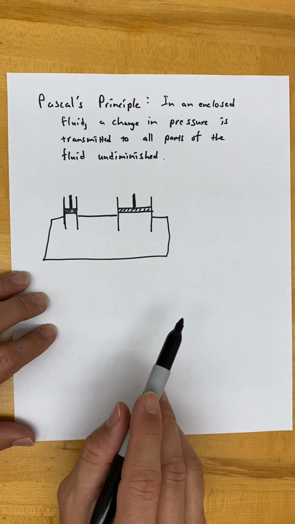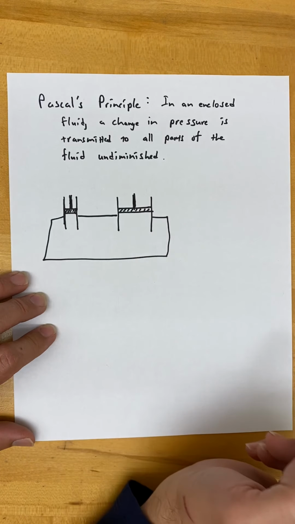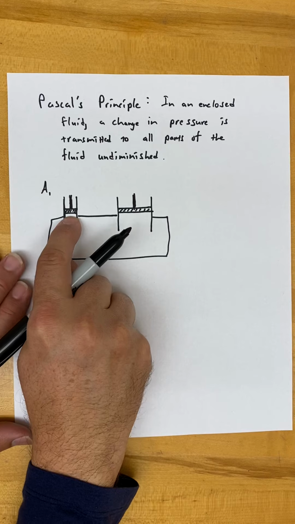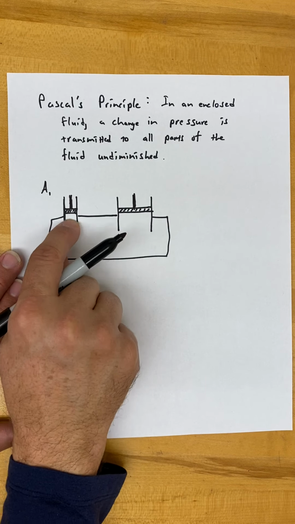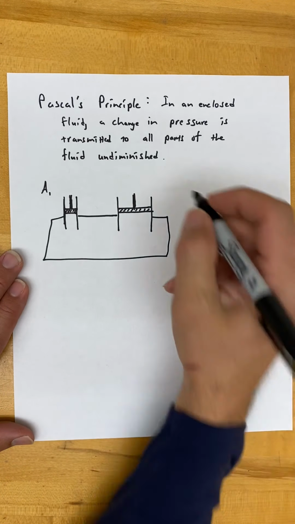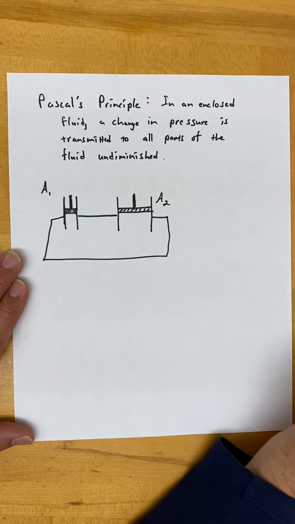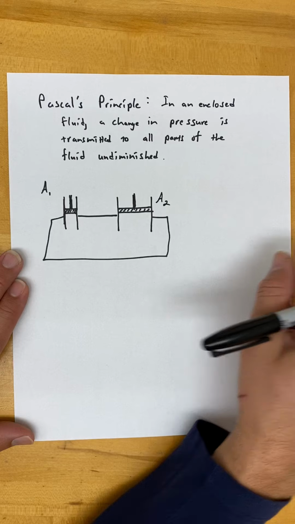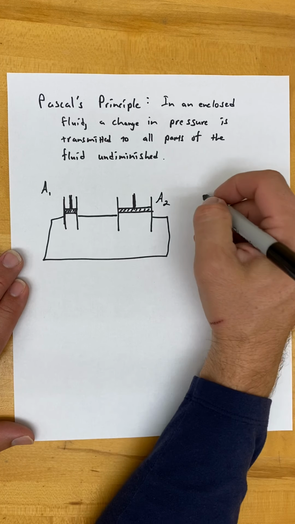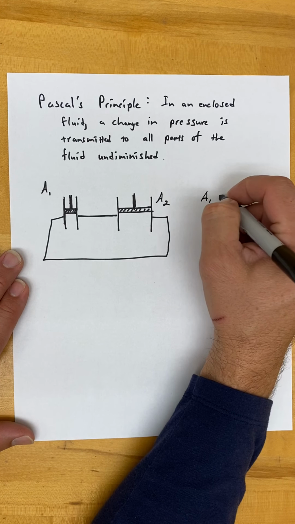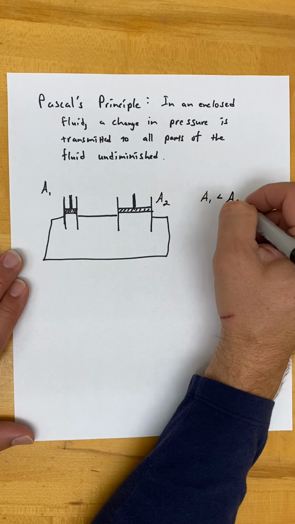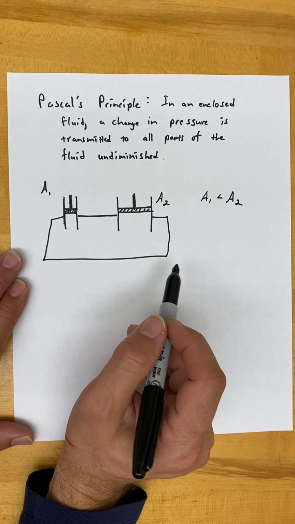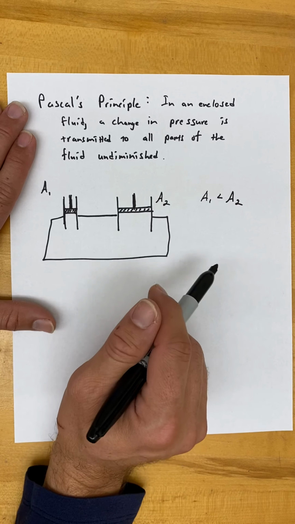First thing I want to notice is that these pistons are different sizes. In point of fact, this one has an area of the surface that's in contact with the fluid of A1. And this one has an area A2. The numbers are assigned arbitrarily, or it works both ways, but as I'm doing it, I think it's obvious that A1 is less than A2. This is just a bigger surface. Okay, fair enough.